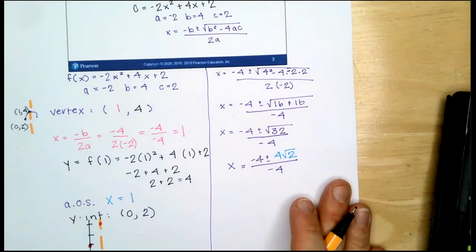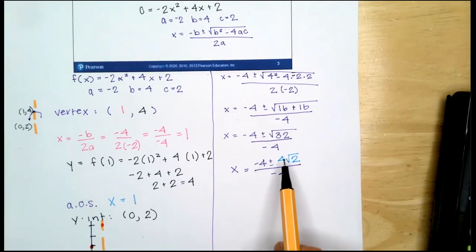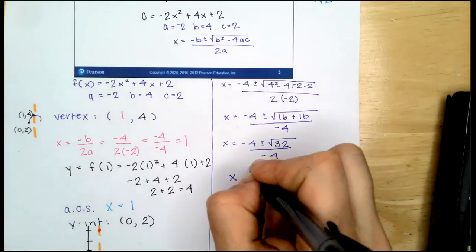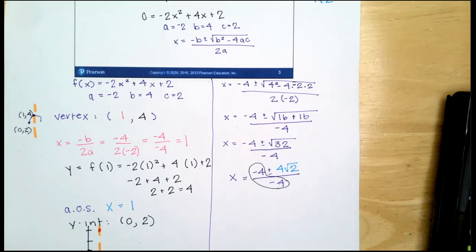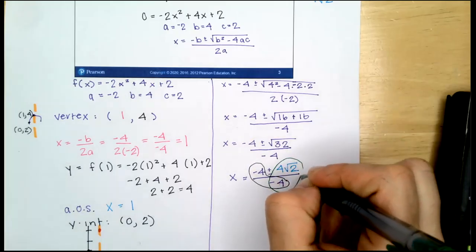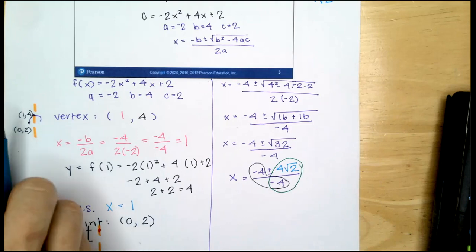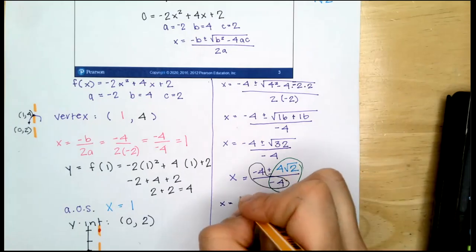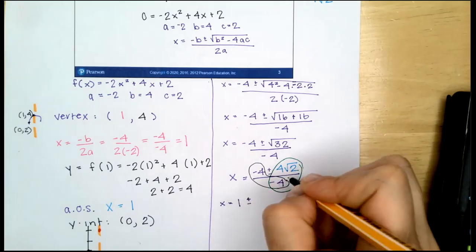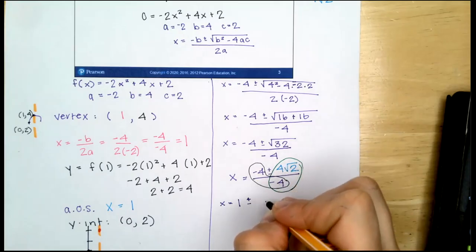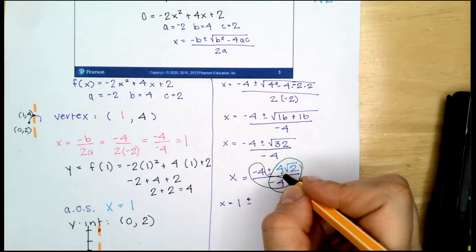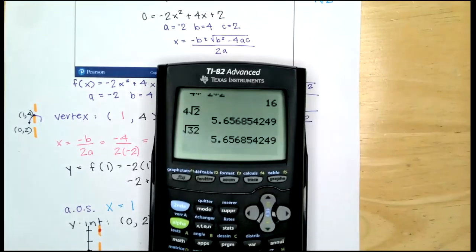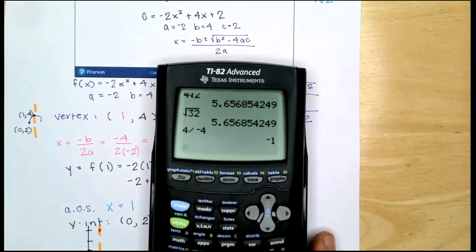And now we see that we can divide. We have a negative 4 and a negative 4, a 4 square root of 2 and a negative 4. So negative 4 divided by negative 4 and 4 square root of 2 divided by negative 4. I know this is a while ago, but negative 4 divided by negative 4 is just a positive 1, plus or minus. 4 divided by negative 4 is going to be a negative 1. Okay, 4 divided by negative 4 is a negative 1.